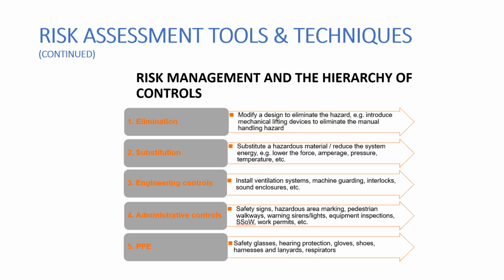So you can apply the substitution, you can apply the engineering control. All our machine guarding and ventilation systems are engineering control. Our administrative controls, for example, are signage posting, training, warning signs, and work permits. These are all our administrative control. And PPE, as you all know, is personal protective equipment. Personal protective equipment is not going to work on the source. Personal protective equipment is only going to protect the people.